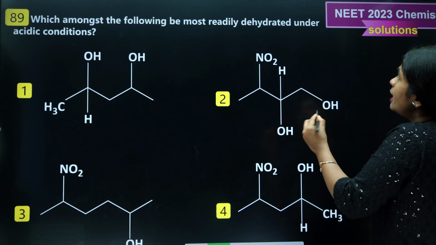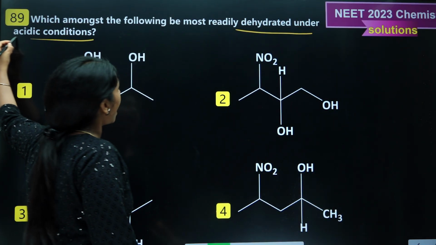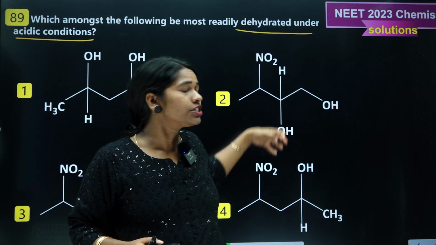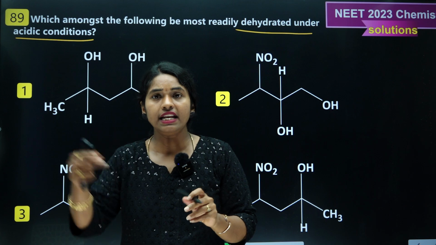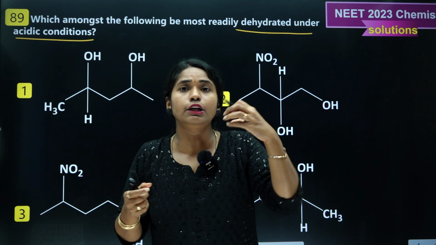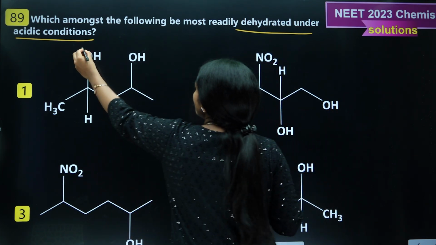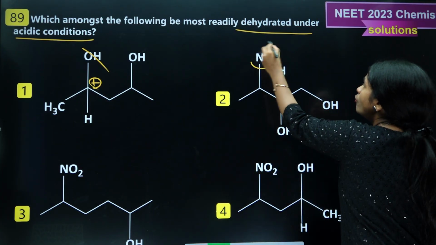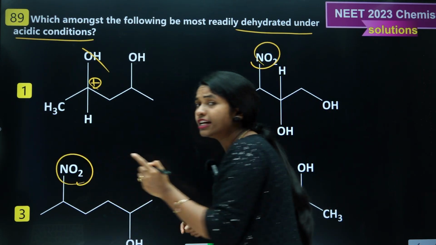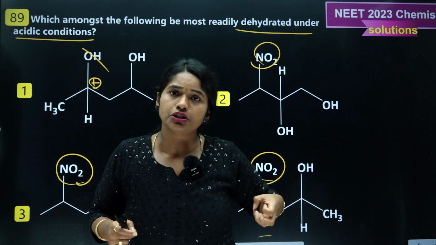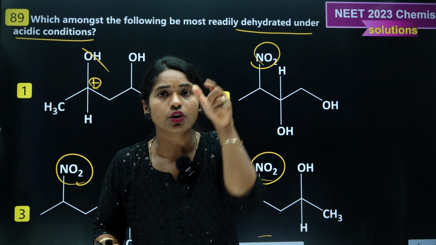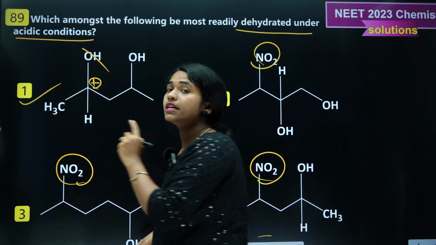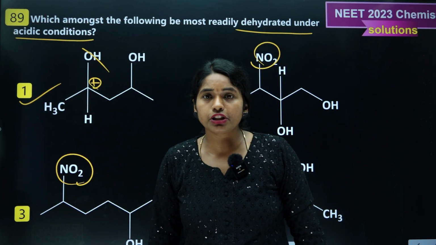Which among the following is most readily dehydrated under acidic condition? Actually, in this option OH is given. So in acidic condition, protonation takes place, and that OH group goes out. If this OH group goes out, it forms a carbocation. In all the options, you see an NO2 group, and this NO2 is an electron withdrawing group. If electron withdrawing groups are present, carbocation stability decreases. That is the reason the first option is the correct answer, because it does not have electron withdrawing groups.